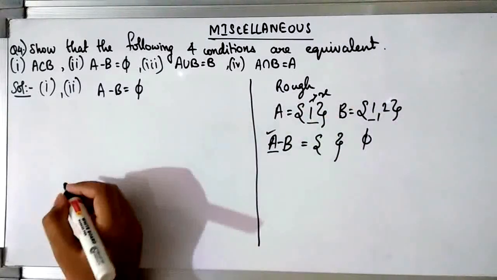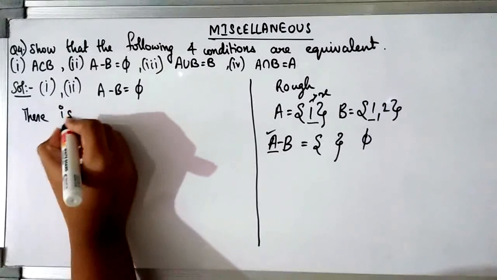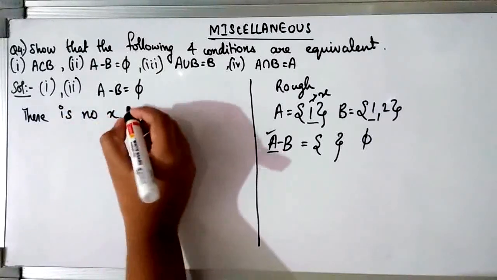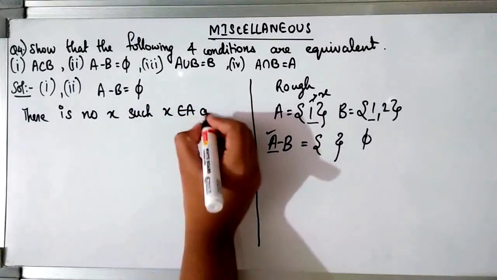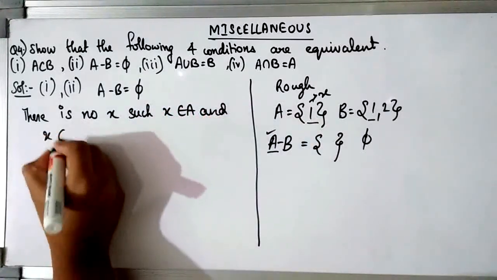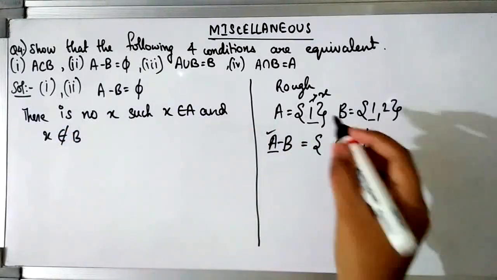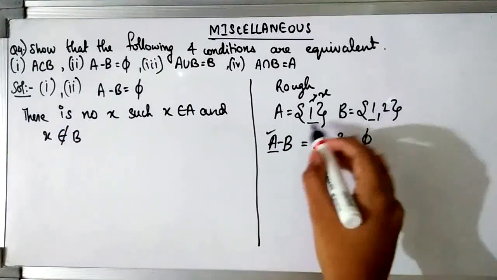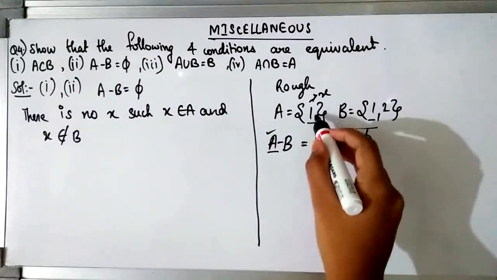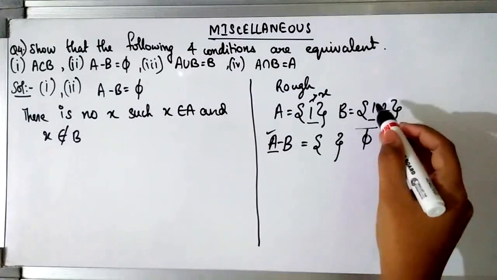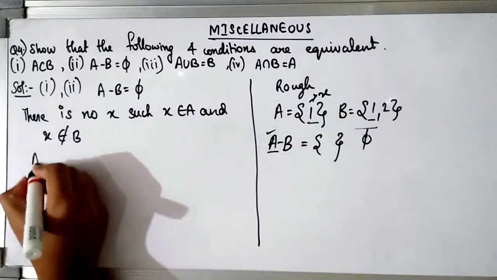Now according to this, we will write a statement that there is no x such that x belongs to A and x does not belong to B. So with this, what we say is that there will be no x in such a way, according to this condition where we have taken these two examples, where x will belong to A and it will not belong to B. It means that when x belongs to A, it should belong to B also.